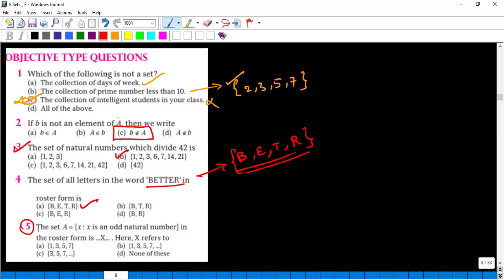What is question 5? Set A is equal to {x such that x is an odd natural number}. Odd natural numbers we will write. What are the odd natural numbers that we can see here? 1, 3, 5, 7. Of course, these are odd natural numbers, but this one is ending with 7. 3, 5, 7 and so on. But 1 is also an odd number and a natural number, and that is not included. So this is not correct. You just see here 1, 3, 5, 7, and so on. So the correct answer is option B.